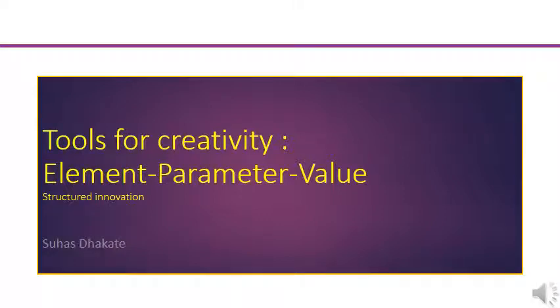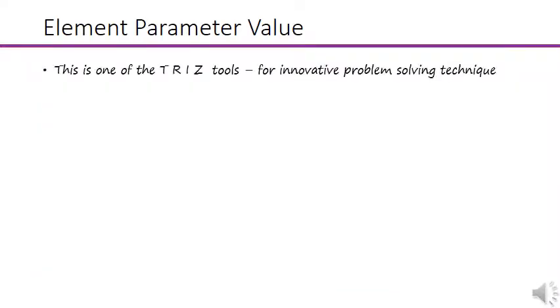Element, parameter, value, a TRIZ approach as a creativity tool. Element, parameter and value. This is a TRIZ technique for creativity to improve product functionality, or addressing solutions for technical problems. This technique mainly relies on dividing the problem or system to be investigated into element, parameter and values, and further substructuring the problem again, till we get the desired solution for the problem. This technique is also called EPV.